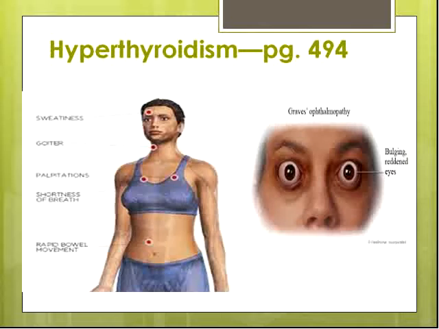A classic sign of our hyperthyroidism is the eyes. What do we call these kinds of eyes? Exophthalmos. Exophthalmos. The bulging eyes.